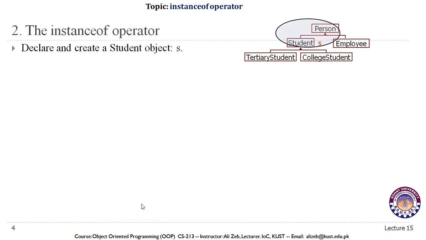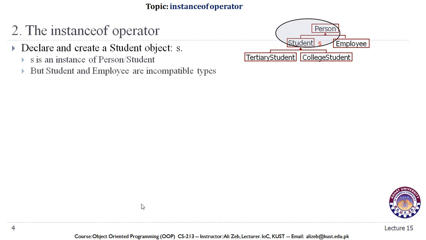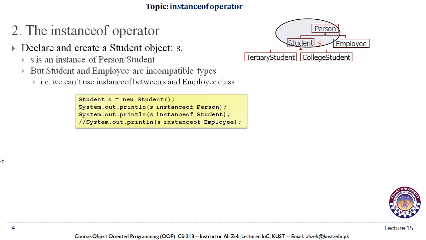Similarly, in the same example, if we declare an object for the Student class now, s is an instance of the Person as well as the Student class. Why? Because an object of the subclass is an object of the superclass. The Student class is a subclass of the Person class. So we can say that s is now an object of the Student class as well as an object of the Person class. But Student and Employee are incompatible types.